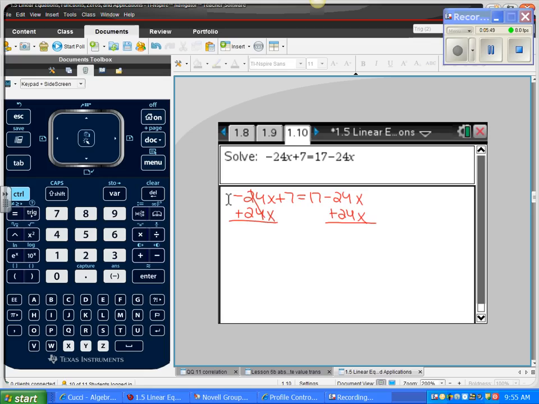And what winds up happening is we get 0. So this equation doesn't work. We have no solutions here. Okay, no solutions to this equation. These are, in fact, if you were to graph each side of your equation, these would be parallel lines. There's no intersection point.